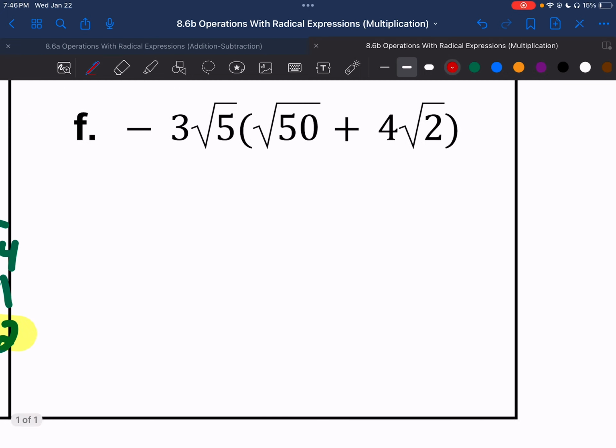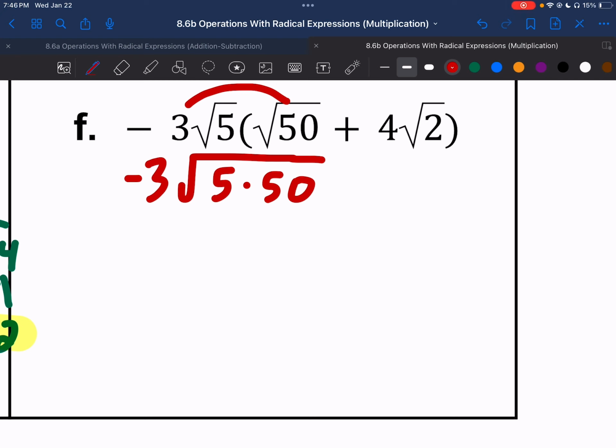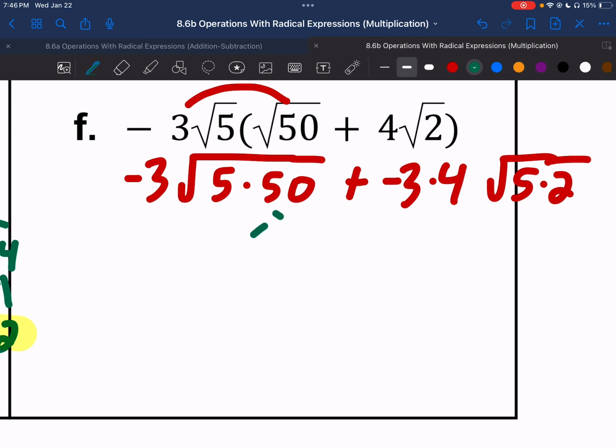Last question, letter F. We have negative 3 root 5 times root 50. So we have a negative 3 square root of 5 times 50 plus negative 3 times 4 square root of 5 times 2. So 50 breaks up into 5 and 10. I have a pair right there that I can take out, and I'm not going to bother breaking 10 up because I know that it's going to be 2 and 5. It doesn't do me anything. And the square root of 5 times 2, that's square root of 10. That's not helping me any either.